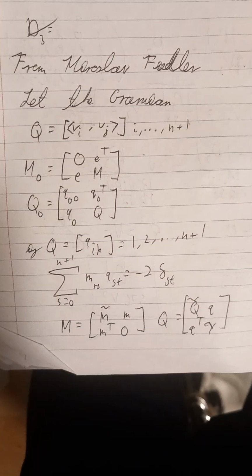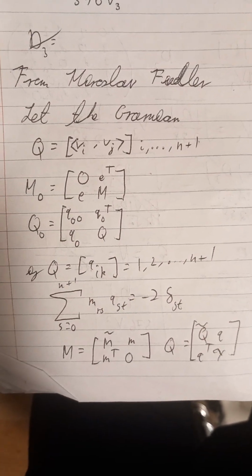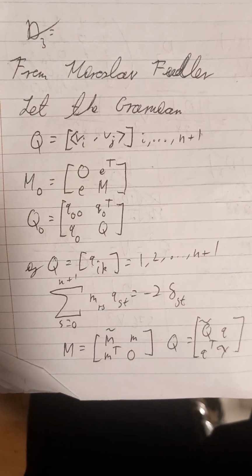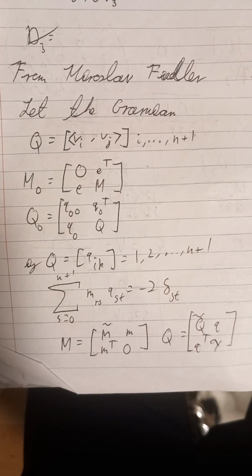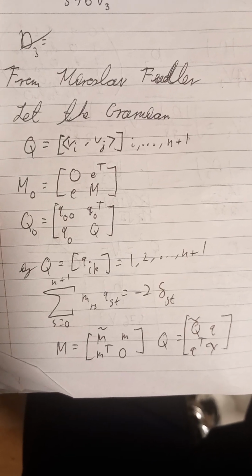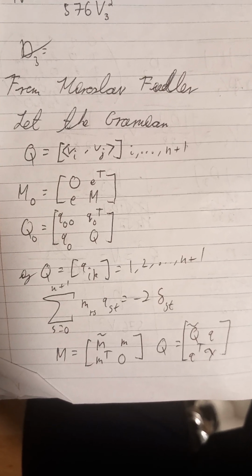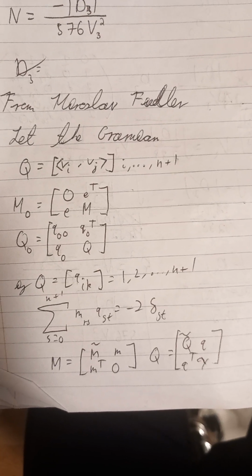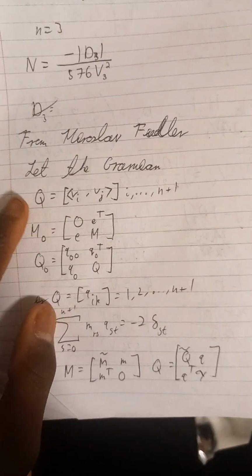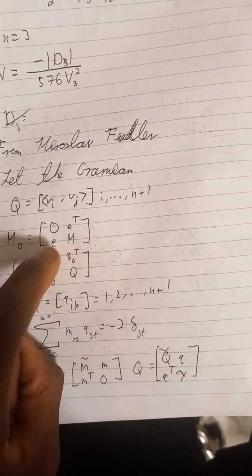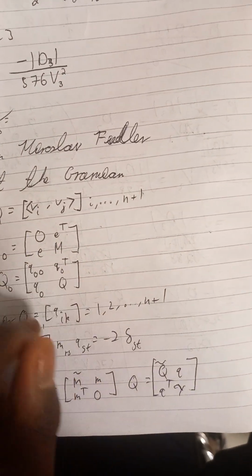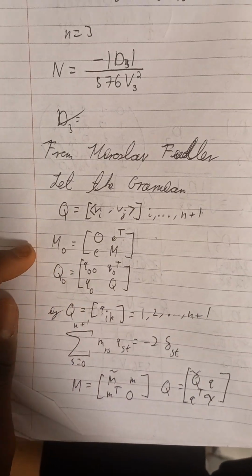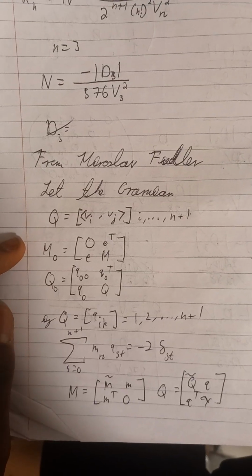So it's a really weird derivation we need to start with, from a man named Miroslav Fiedler in the book Matrices in Geometry. So we said let the Gramian be some Q, let it be some Q of the set of the vertices from i equals 1 all the way to n plus 1. We assume that, and we saw that this is the zeroth order of the Gramian of Q0, 0, Q0 transposition, and so forth, and M0. M0 is going to be our Gramian matrix.